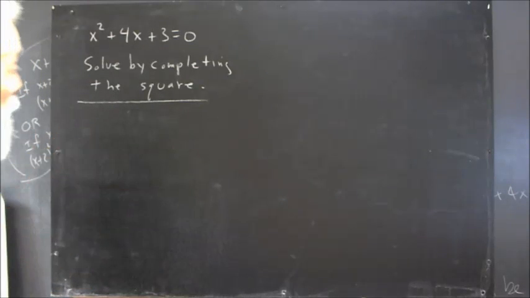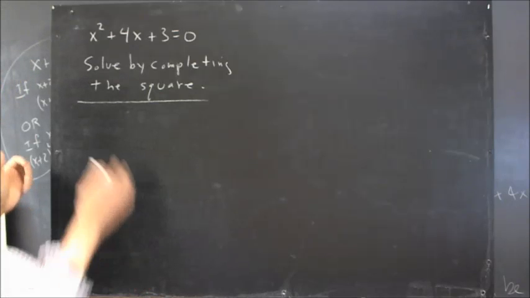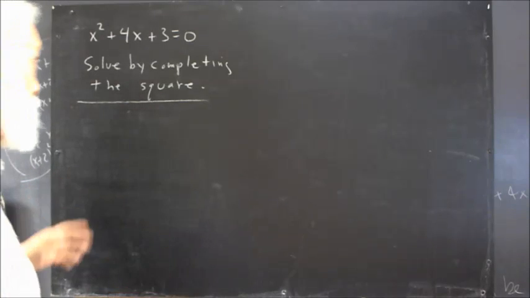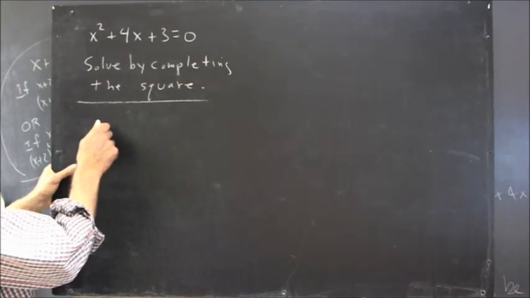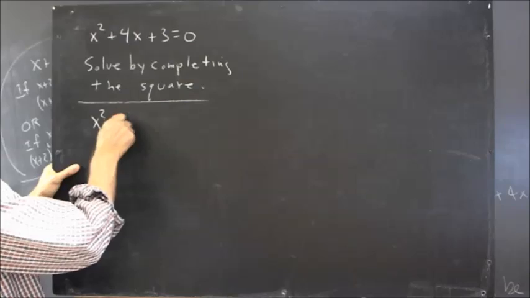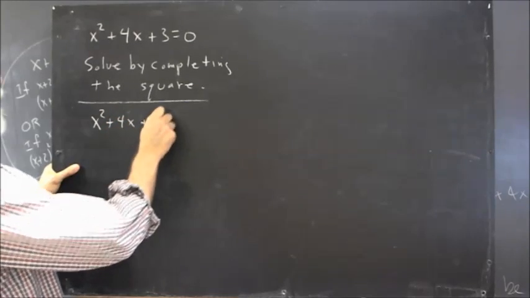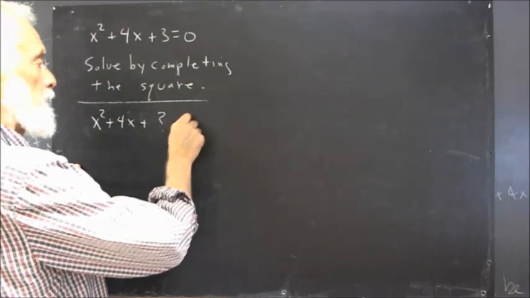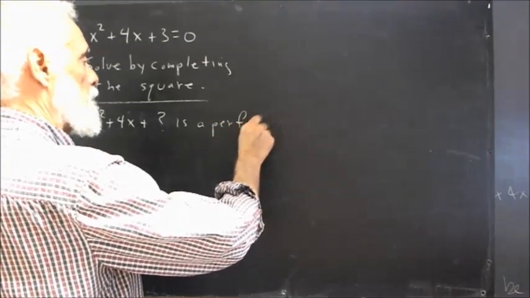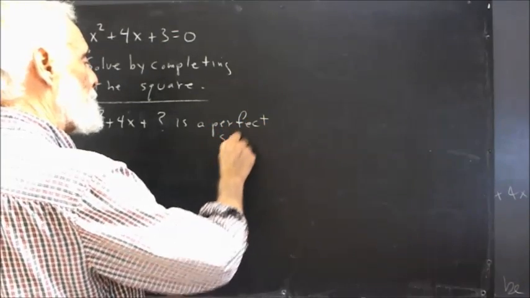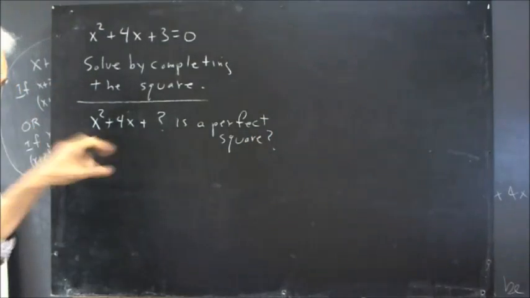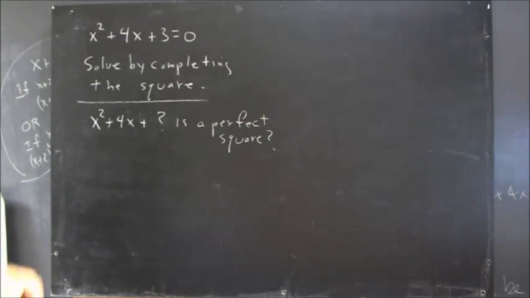Okay, whether you did or not, and you might not have if you don't remember anything about that method, but at this point of the course, you should. First step: x squared plus 4x plus what is a perfect square? Okay, what would we add on here to get a perfect square?